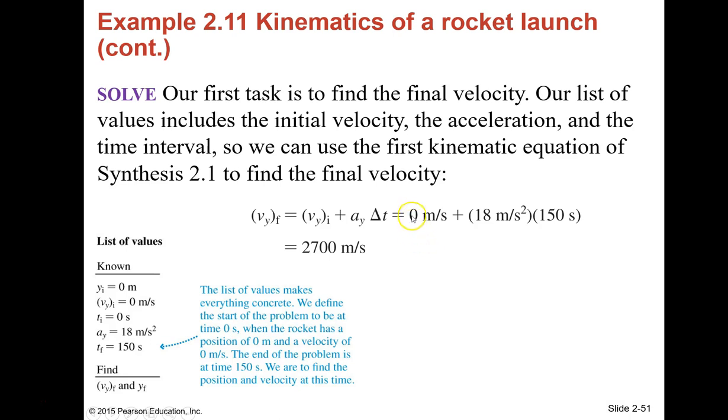So we know it starts at rest. We know that its y position is on the ground. It starts from rest at t equals 0 seconds. Then we know our acceleration is 18 meters per second squared. So then we just have to figure out the final velocity, given that our time is 150 seconds. We know our initial velocity is 0, our acceleration is 18 meters per second squared, and our time is 150 seconds. So we know that constant rate of acceleration. We can figure out our final velocity using this kinematic equation.